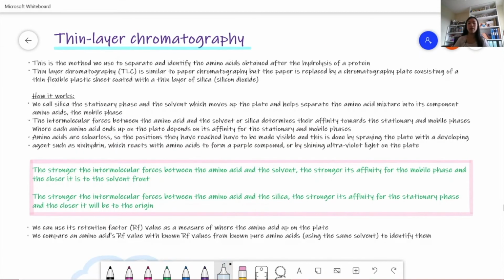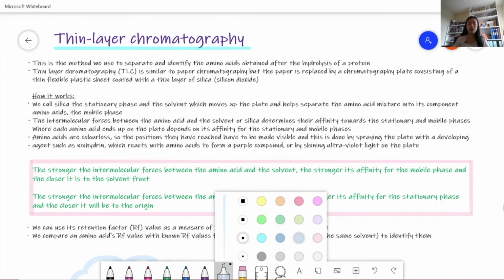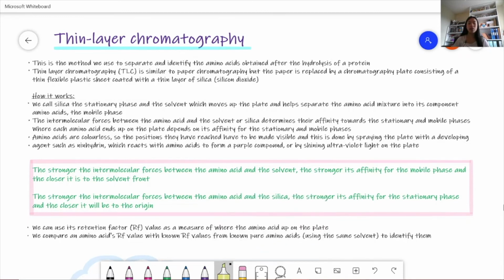Now we're going to talk about thin layer chromatography. So this is the method we use to separate and identify the amino acids obtained after the hydrolysis of a protein. So again, hydrolysis is where we boil a protein for 24 hours with 6 moles per decimetre cubed of HCl. And this breaks down all the peptide links, or the amide links, the peptide bonds, to obtain a mixture of all the separate amino acids that we have in the protein. And so we then use thin layer chromatography to separate and identify these amino acids from the mixture.